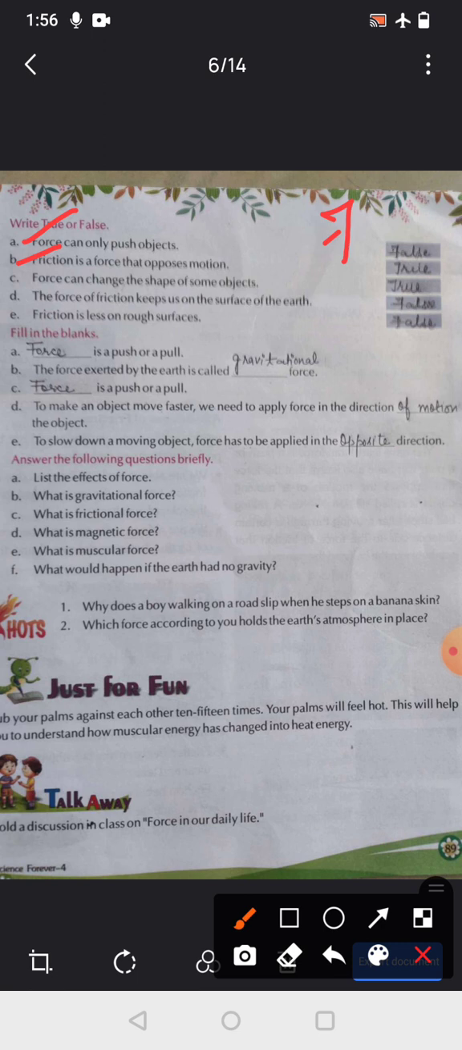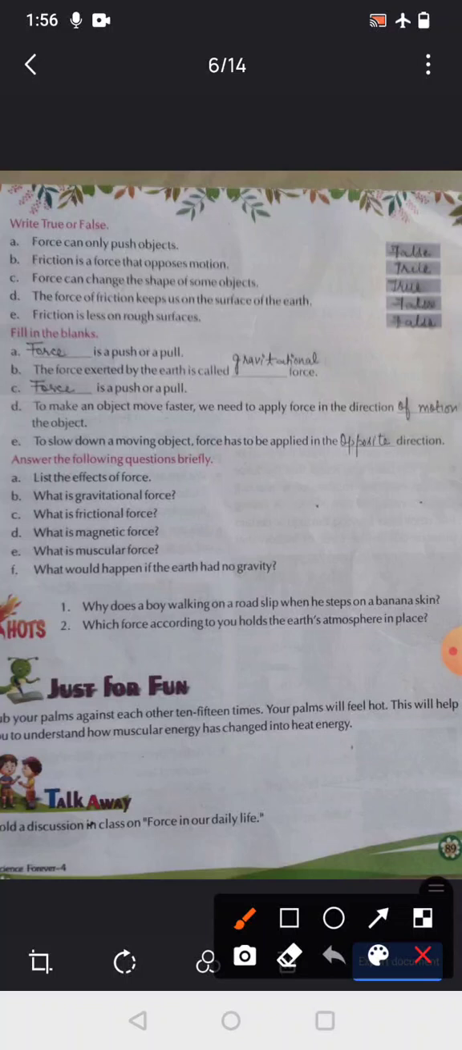Now, D, the force of friction keeps us on the surface of earth. This is false. Okay. Number E, friction is less on rough surfaces. This is also false. Okay. Because friction is high on rough surfaces.